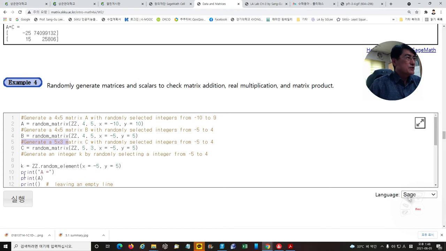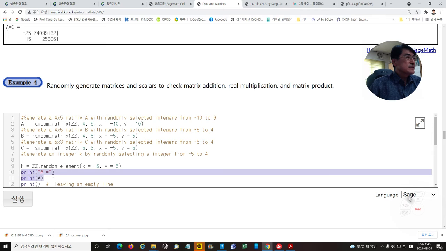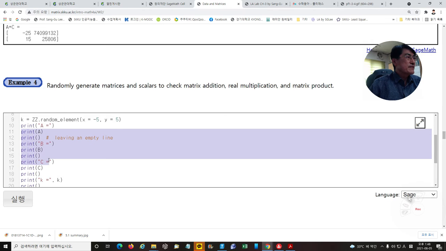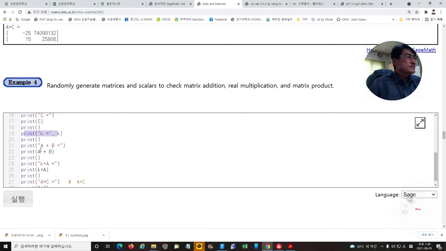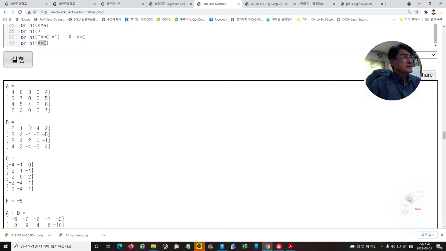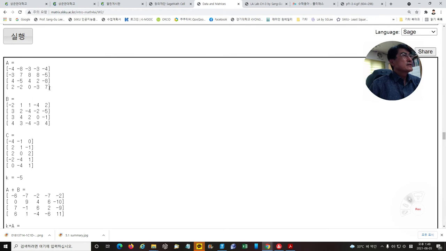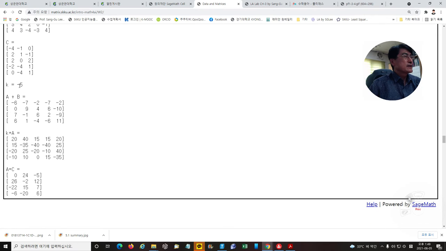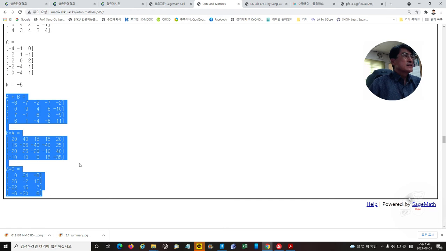Then we check the matrices A, B, C first, then compute A plus B, KA, and AC. With the code, a 4x5 matrix, a 4x5 matrix, and a 5x3 matrix are randomly generated, and K is equal to minus 5, which is randomly generated. And A plus B, KA, and A times C can be found in this way.